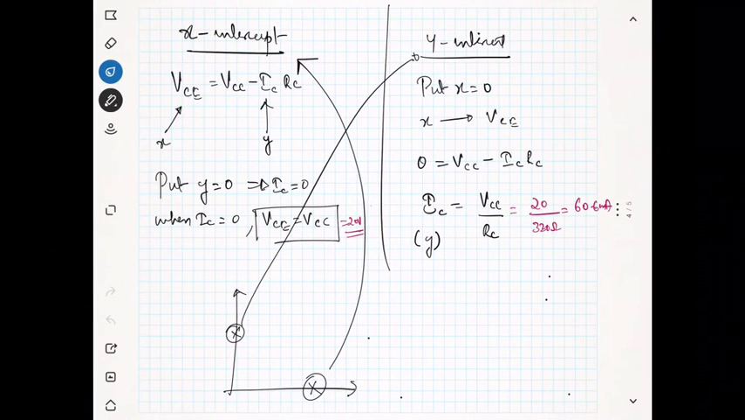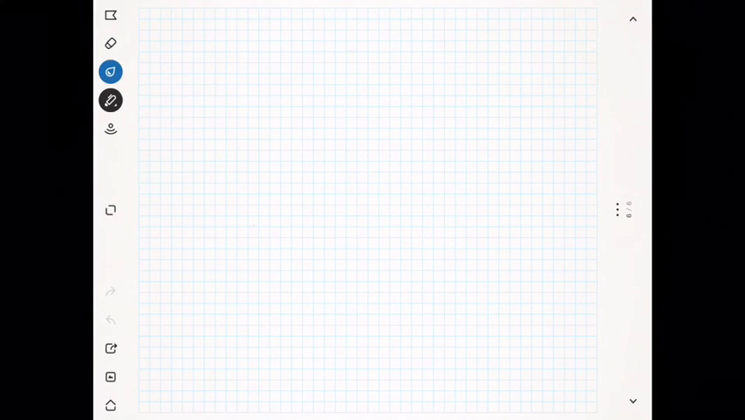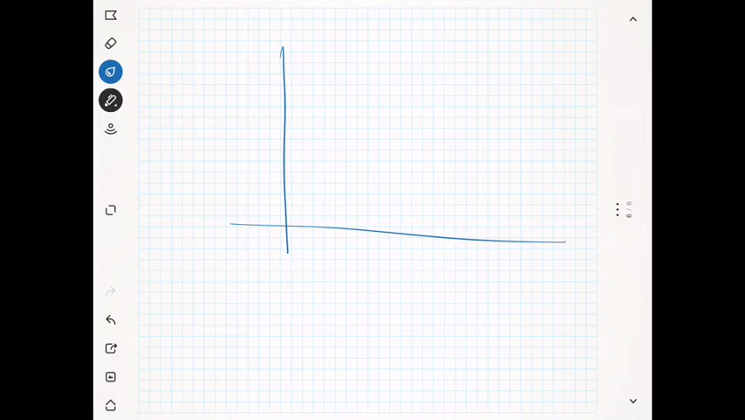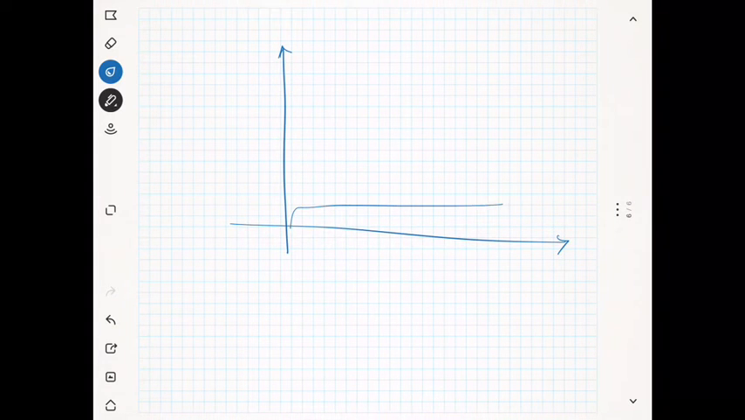Now we will see what happens to our load line. The load line will not be changing, but the Q point has been changed. So let us assume this is our transistor characteristics.